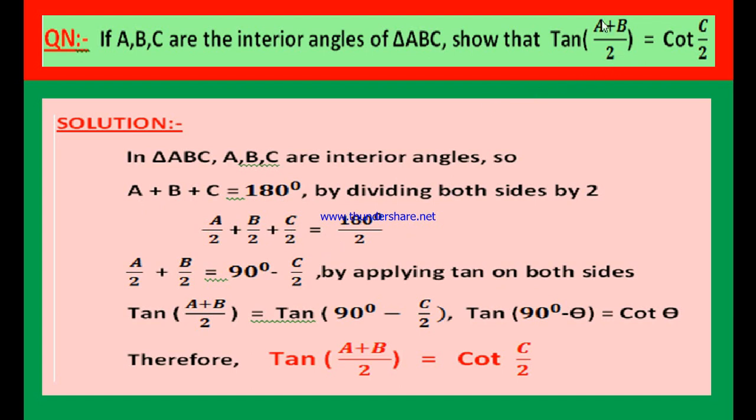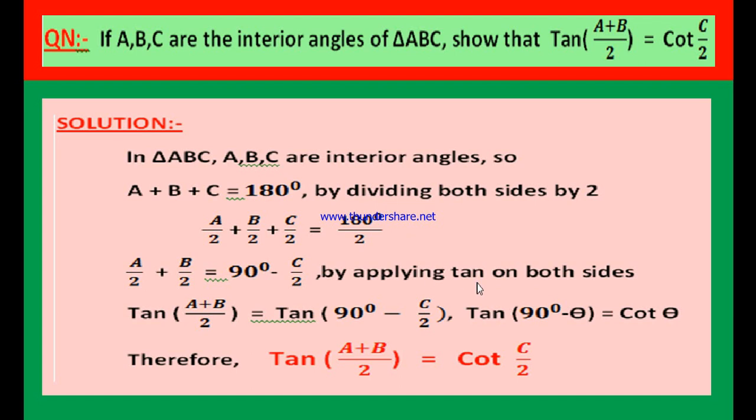If you observe the question, you have only A plus B on LHS and C on RHS. Therefore, take this plus C by 2 to the other side. Then A by 2 plus B by 2 is equal to 180 by 2, that is 90 degrees minus C by 2.